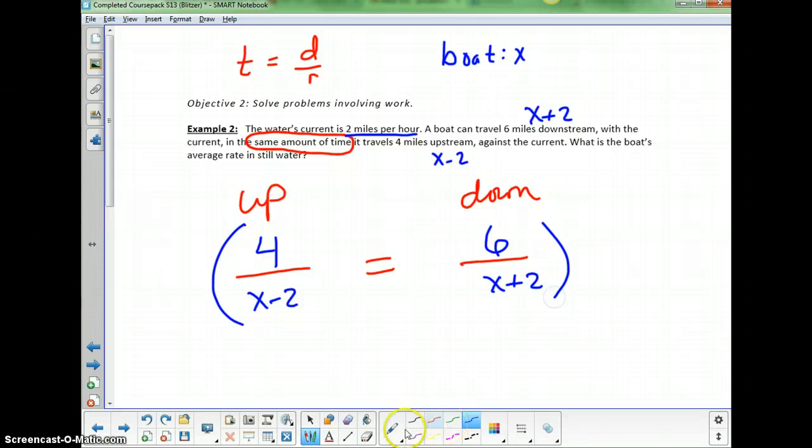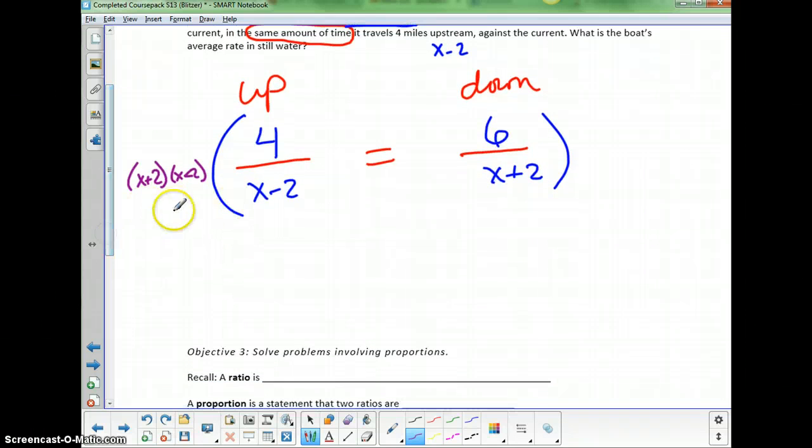To solve this, we want to multiply by the LCD. In this case, we're going to need both the x plus 2 and the x minus 2. So in the first one, the x minus 2 would cancel. We would get 4 times x plus 2 equals 6 times, the x plus 2 would cancel, we would get x minus 2.